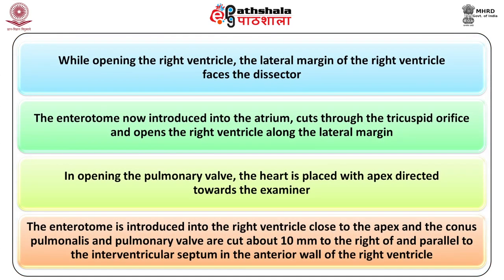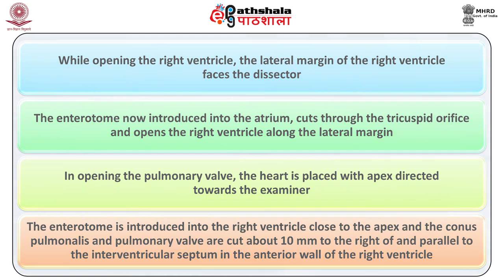While opening the right ventricle, the right margin of the heart faces the dissector. The enterotome is now introduced into the atrium, cuts through the tricuspid orifice and opens the right ventricle along the lateral margin. In opening the pulmonary valve, the heart is placed with apex directed towards the examiner. The enterotome is introduced into the right ventricle close to the apex, and the conus pulmonalis and pulmonary valve are cut about 10 mm to the right of and parallel to the interventricular septum in the anterior wall of the right ventricle.